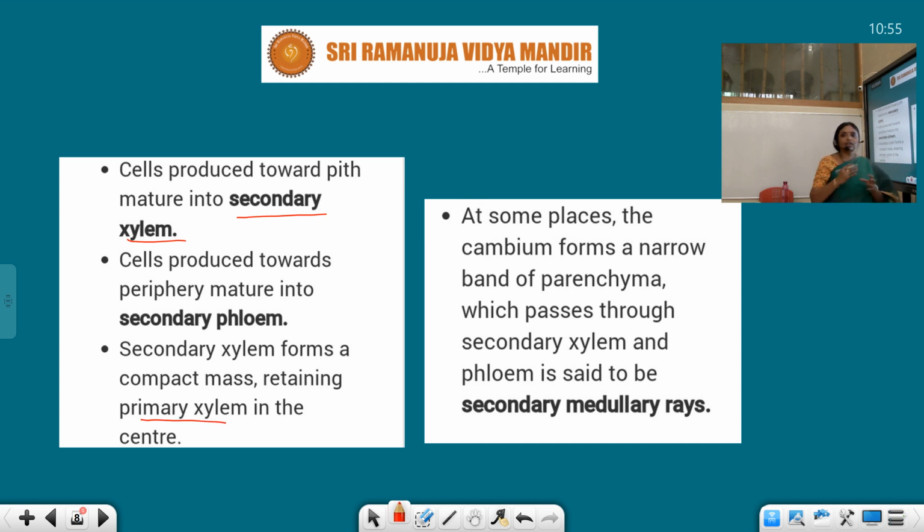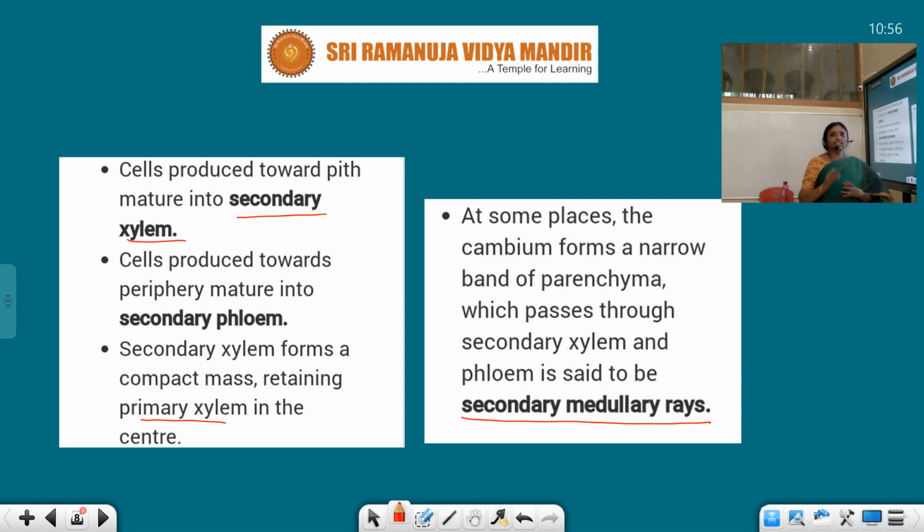What happens? This secondary xylem is forming and pushing the primary xylem towards the pith. The cortex and endodermis are present outside, of course, and in the stellar region secondary xylem is pushing the primary xylem towards the pith. At some places the cambium forms a narrow band of parenchyma which passes through secondary xylem and phloem. It is said to be secondary medullary rays.